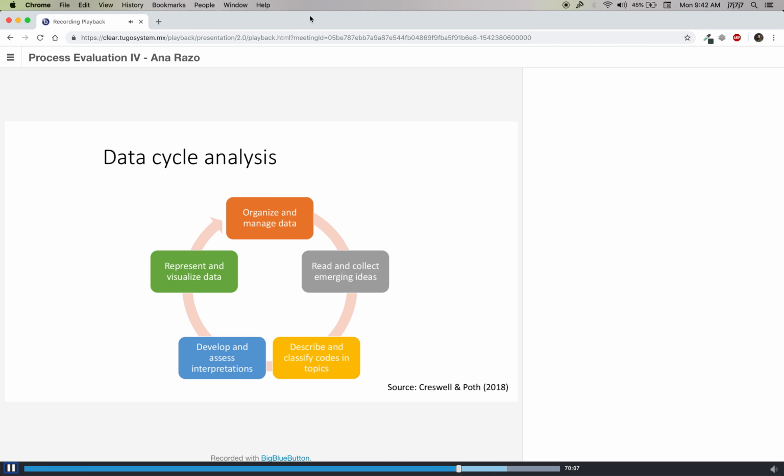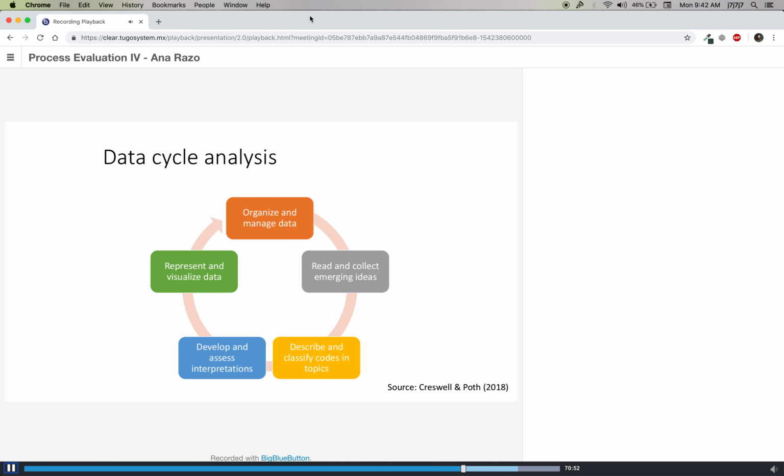Probably if you are working in the field, you're not going to have enough information, so you need to analyze the available information. A third step in this cycle has to do with describing and classifying codes in topics. How are you going to classify that information? The next stage has to do with developing and assessing interpretations. How are we going to start telling the story? And this has to do with the priority that the beneficiaries consider more important regarding the program and the problem. Also, we have to represent and visualize the data.